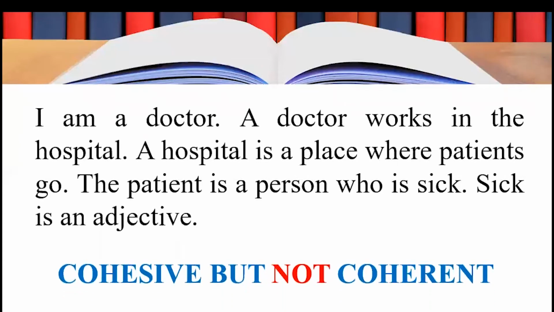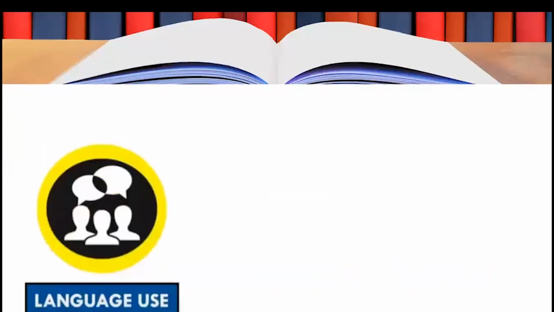Okay, this text is cohesive but not coherent. Looking at the individual sentences, you can say that all of the sentences are grammatically correct. Therefore, they are cohesive. The text is cohesive. However, you can still see that the ideas of each sentence don't match with one another, or rather, they don't support one another to come up with one complete idea for the entire text.